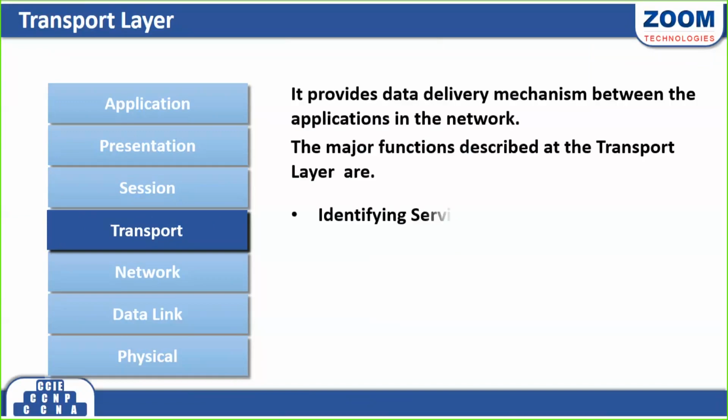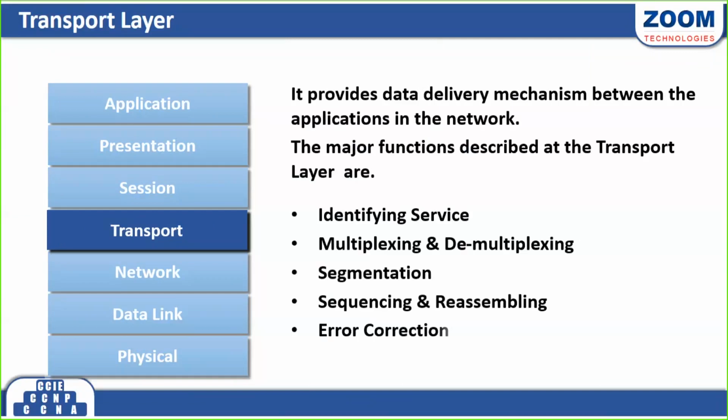It provides a data delivery mechanism between the application and the network. The major functions are identifying service, multiplexing and demultiplexing, segmentation, sequencing and reassembling, error correction and flow control. These are the responsibilities of the transport layer. Point number one, identifying service. What is identifying service?